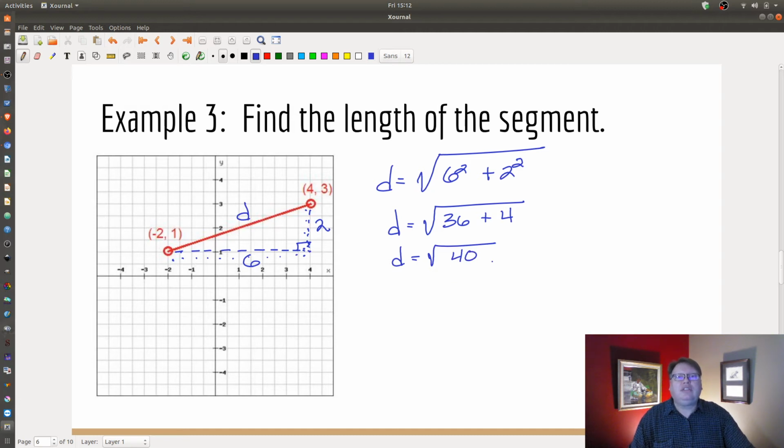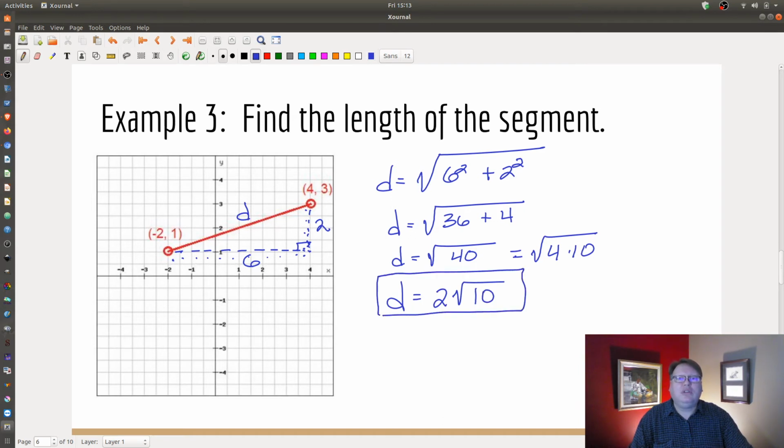And this is 4 times 10. If you remember how to simplify a square root, I'm going to take this 4, take the square root of that and bring it outside. The square root of 4 is just 2, and the 10 stays underneath. So that's 2 times the square root of 10. Or if you like, you could do the decimal form.